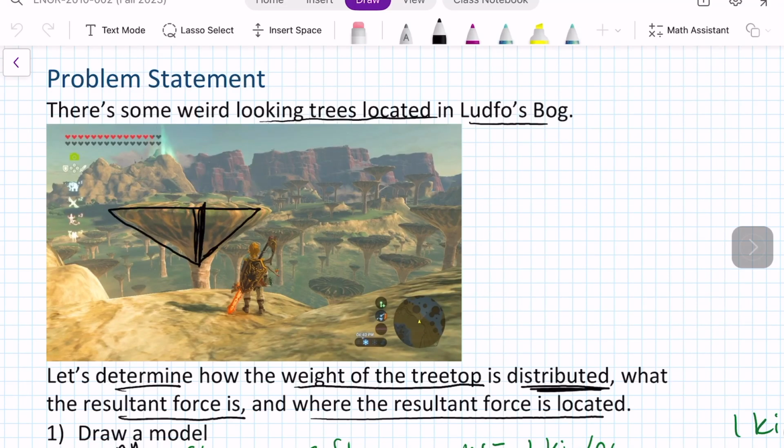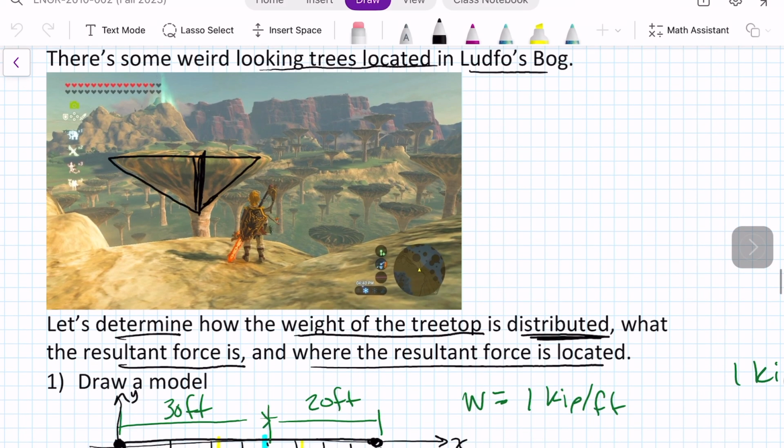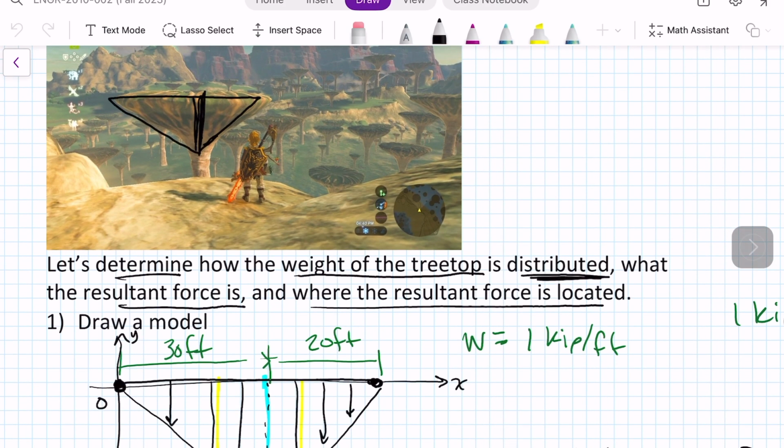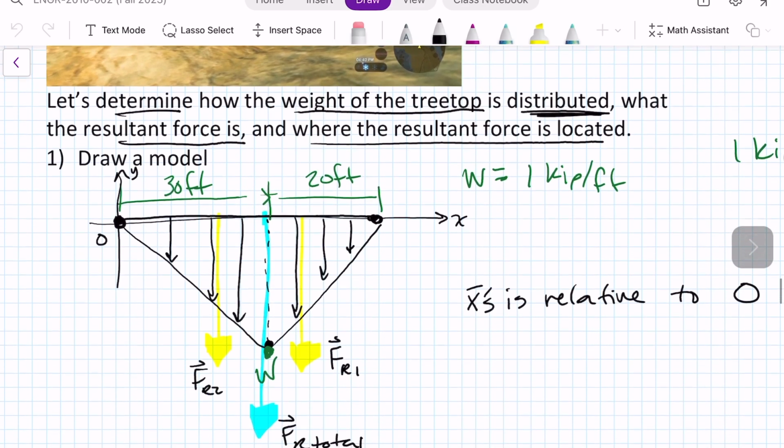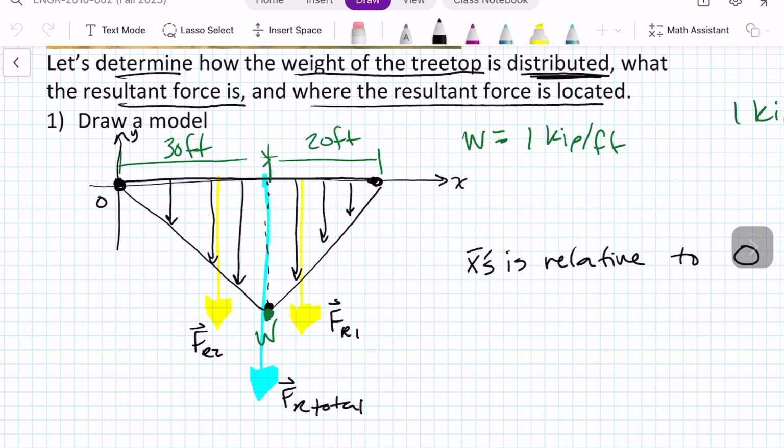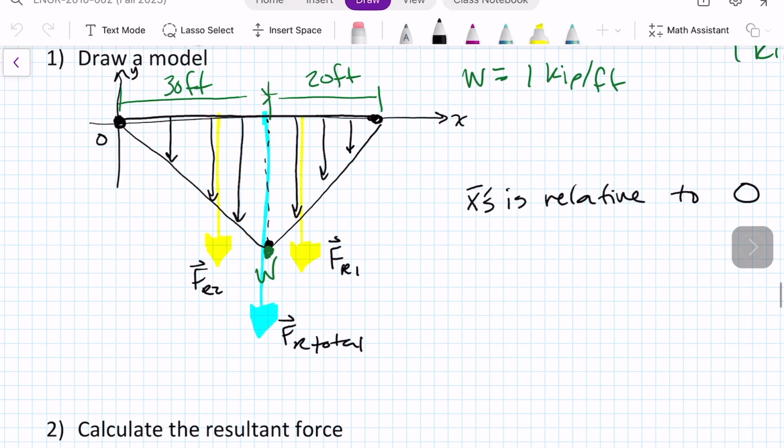Hey everybody, so here is finishing up the problem for the distributed loads. Last time we finished up on the link problem, so we're looking at these tree chops and how this weight is distributed. We left off with having drawn the model for the distributed load, and what we need to do now is find out what the resultant force is right here, and also figure out the location of that resultant force. So let's go ahead and do that.